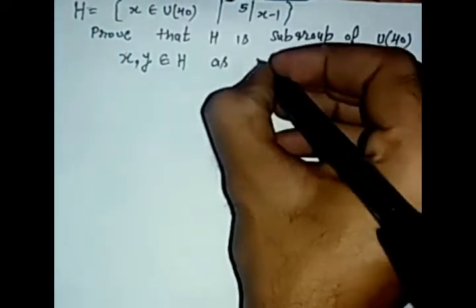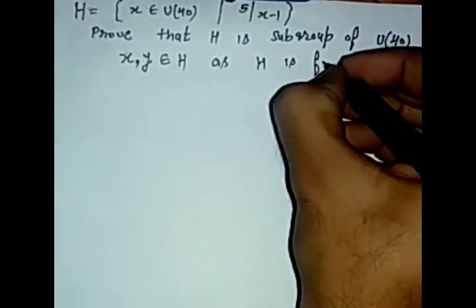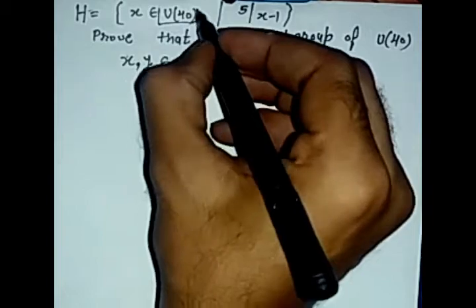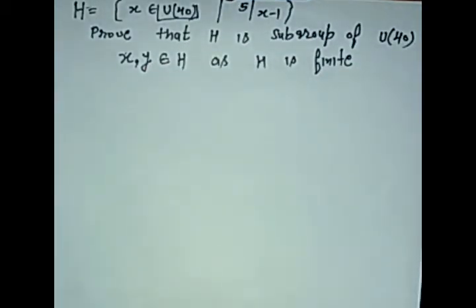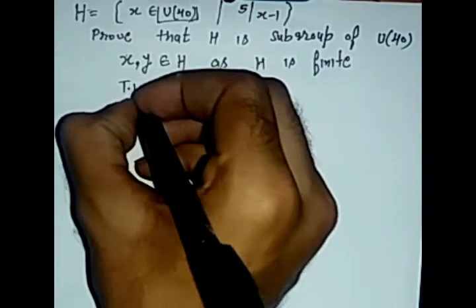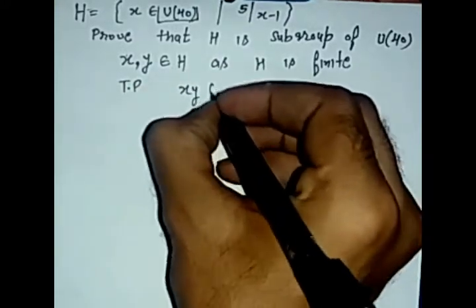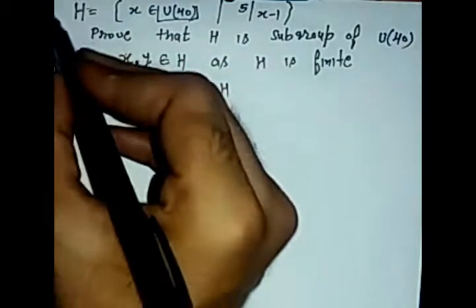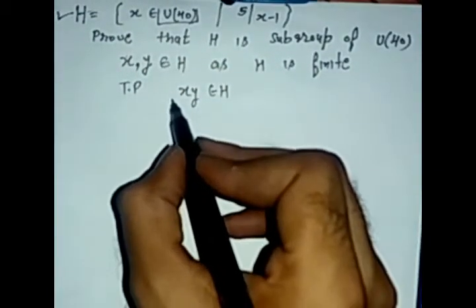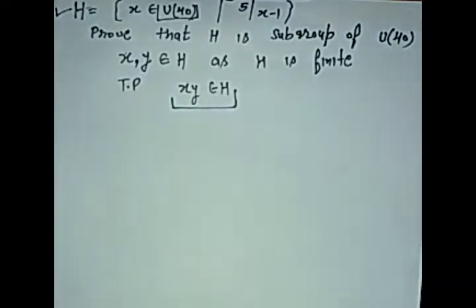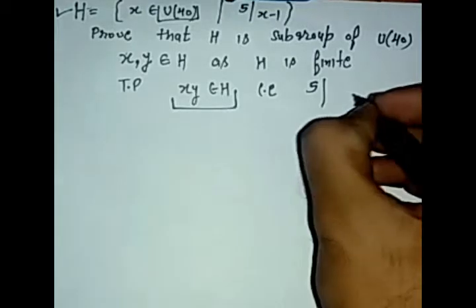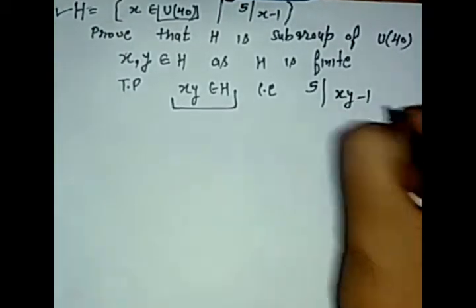As H is finite, H is a finite set because U40 is finite. So we have to prove that if x, y belong to H, then to prove H is a subgroup, we have to prove just this one property, that is, 5 divides xy minus 1.